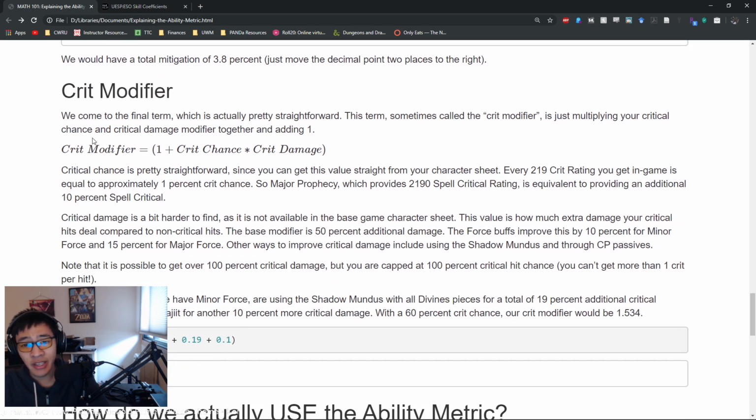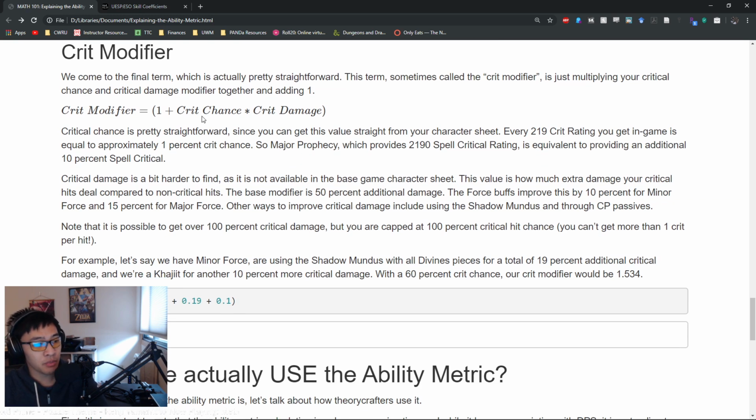Crit modifier is, again, pretty straightforward. There are only 2 terms you have to worry about: crit chance and crit damage. Crit chance is basically your probability of critting. It's something you get straight from your character sheet. There's also a value that's a bit confusing called critical rating.